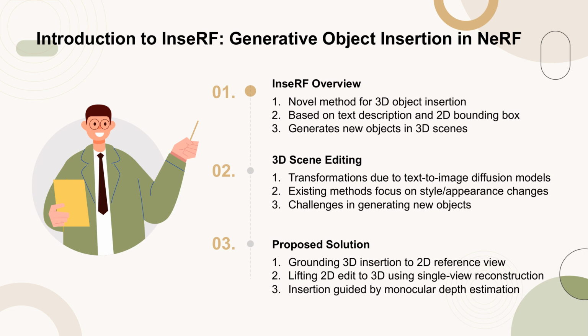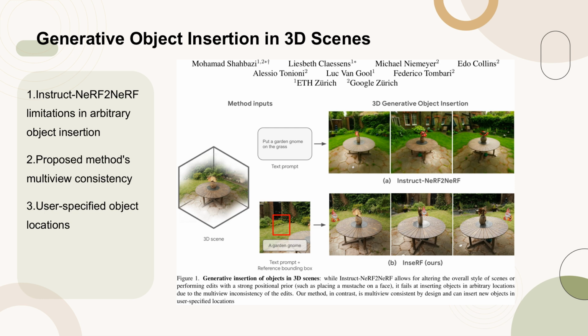The 2D edit is then lifted to 3D using a single-view object reconstruction method. The reconstructed object is inserted into the scene, guided by the priors of monocular depth estimation methods. This approach allows for controllable and 3D consistent object insertion without requiring explicit 3D information as input. Figure 1 illustrates the generative insertion of objects in 3D scenes.